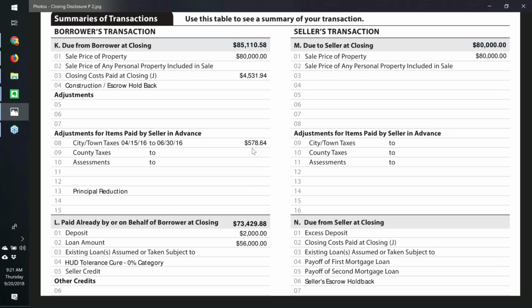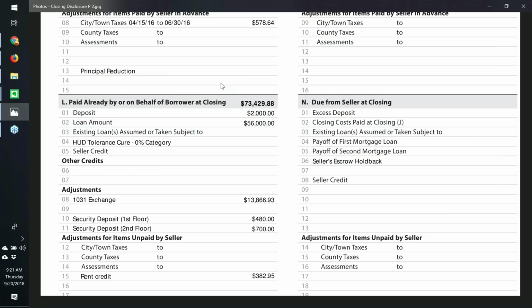And then in this next section here, we have the things that are paid already by or on behalf of the borrower at closing. This is the stuff that's going to be sitting in escrow clearing, frankly, right? So he made a $2,000 deposit.